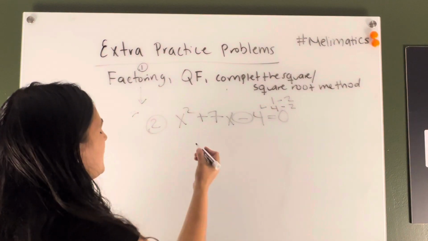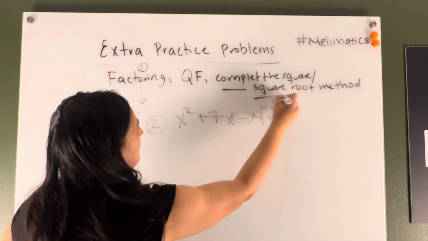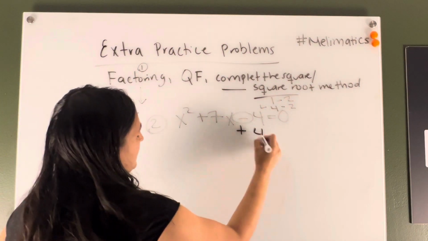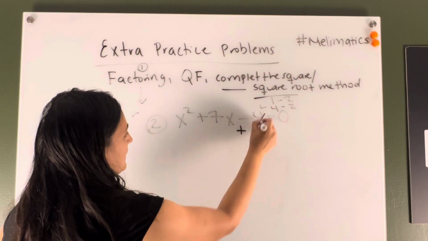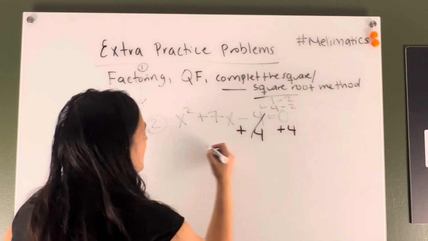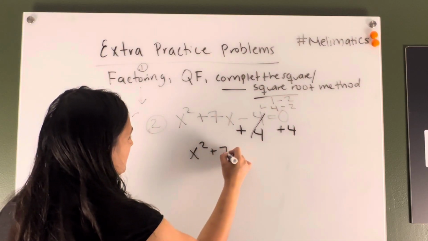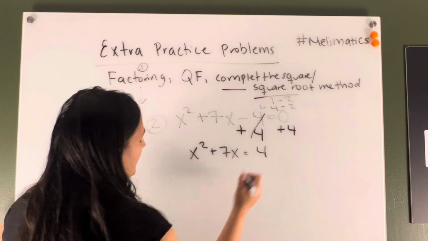Okay. So how do we do complete the square? So we first make sure that the number is on the right hand side, right? So we're going to do the opposite of minus 4, which is adding 4. So now we have x squared plus 7x equals 4, right?